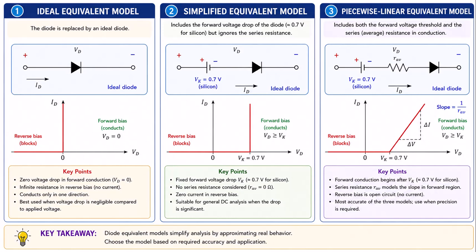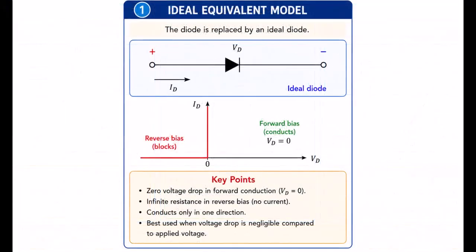In this lesson, we will study three commonly used diode models: the ideal model, the simplified model, and the piecewise linear model. Each successive model gives a more realistic representation of diode behavior. Let us begin with the ideal equivalent model. In this model, the practical diode is replaced by an ideal diode. The voltage across the diode is represented by Vd, and the diode current is represented by Id.